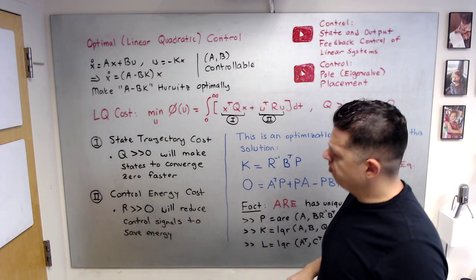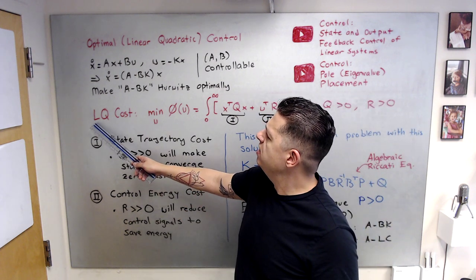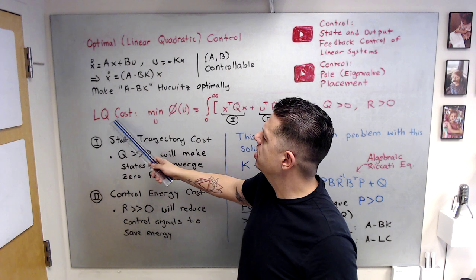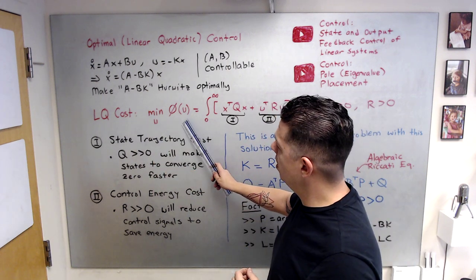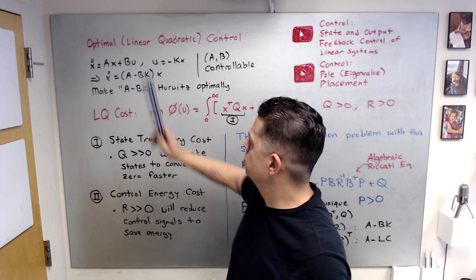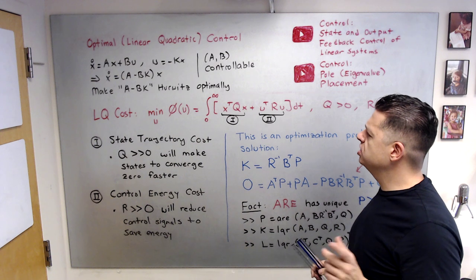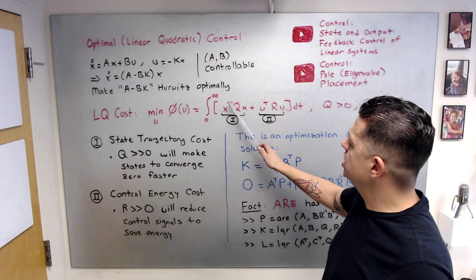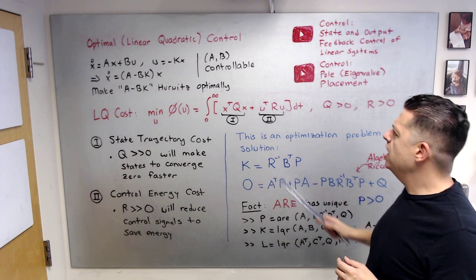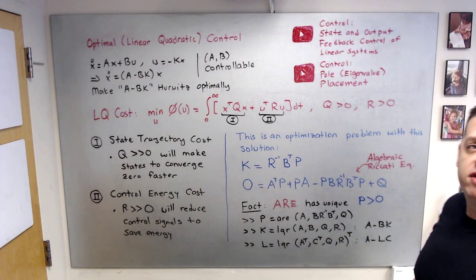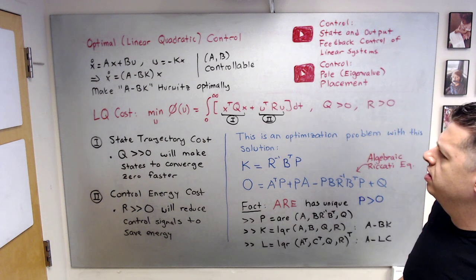All right, so for this problem, we have this so-called linear quadratic cost. This is a minimization problem. We minimize the cost function subject to this constraint, x dot. And this cost function has generally two elements, x transpose Qx plus u transpose Ru. And here Q and R matrices are positive definite. Basically, I will discuss them.